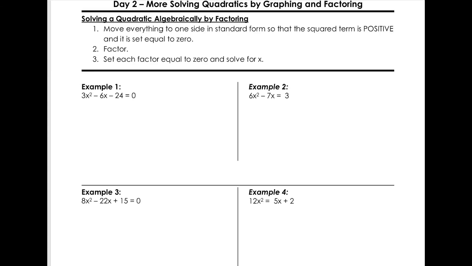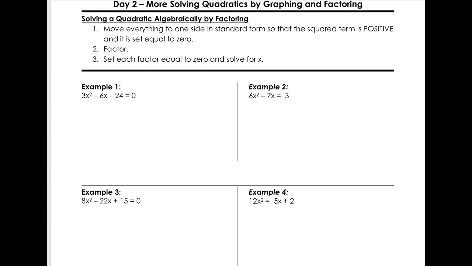So remember, step one is if it's not already set to 0, you have to do the math to get it to be 0 on one side. Then you factor, and then you set each factor to 0 to solve for x. I'm going to throw that shortcut in, the bottoms-up method, just to get you more familiar with doing that. You can always go back and watch the first video too to see it completely factored out and then set to 0.